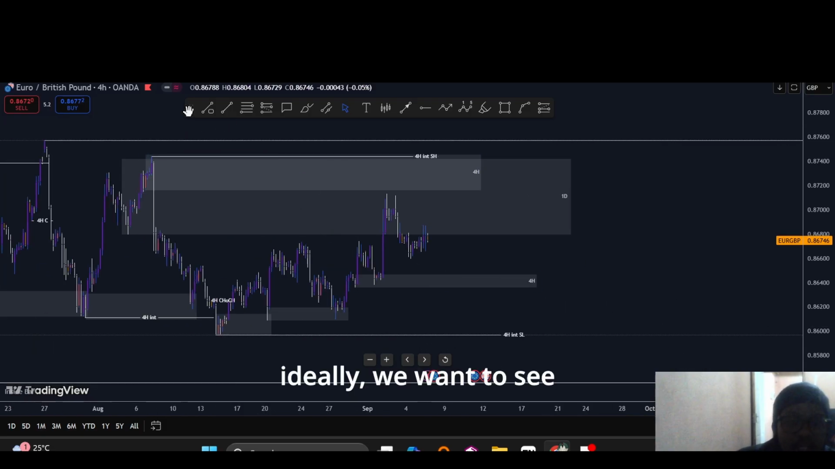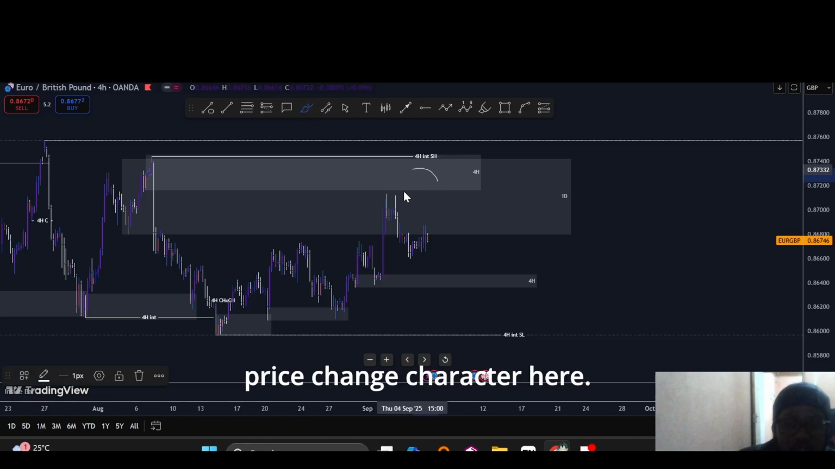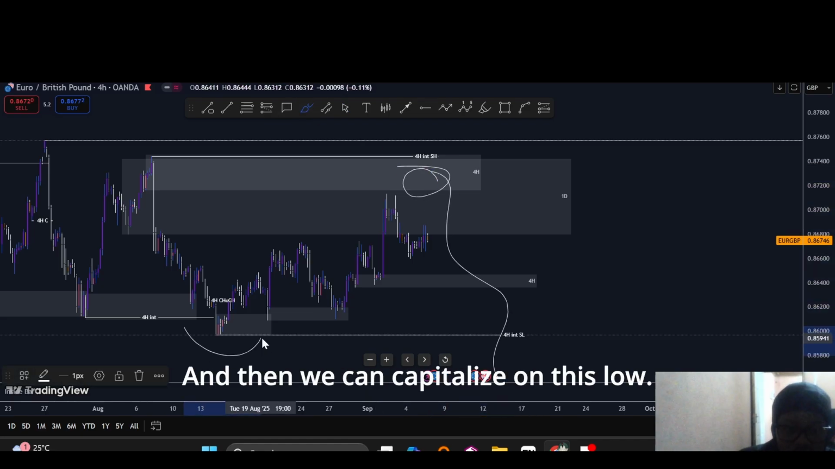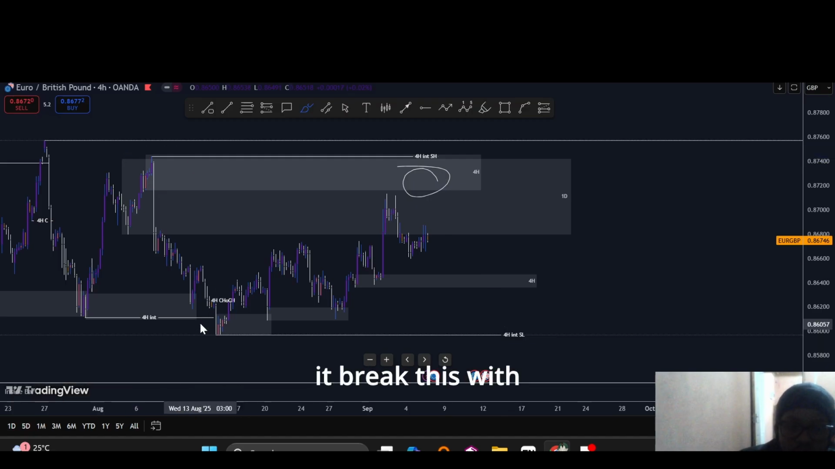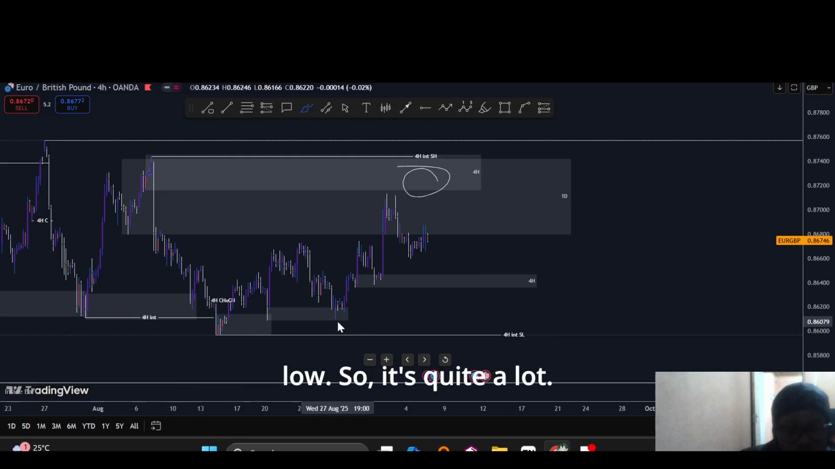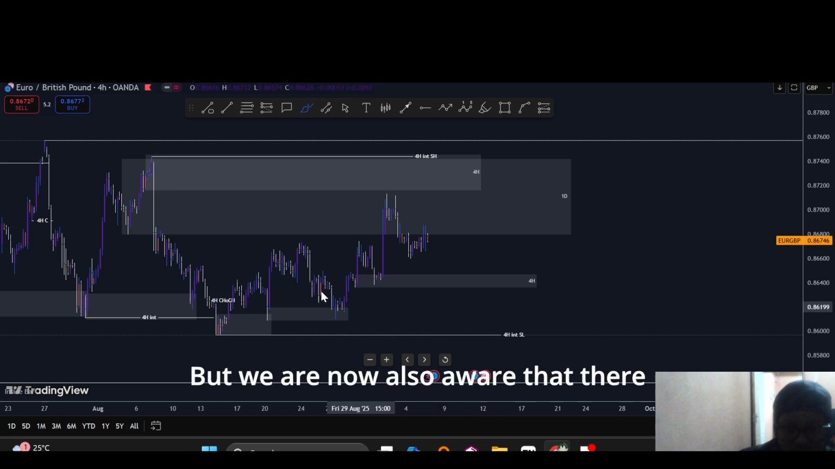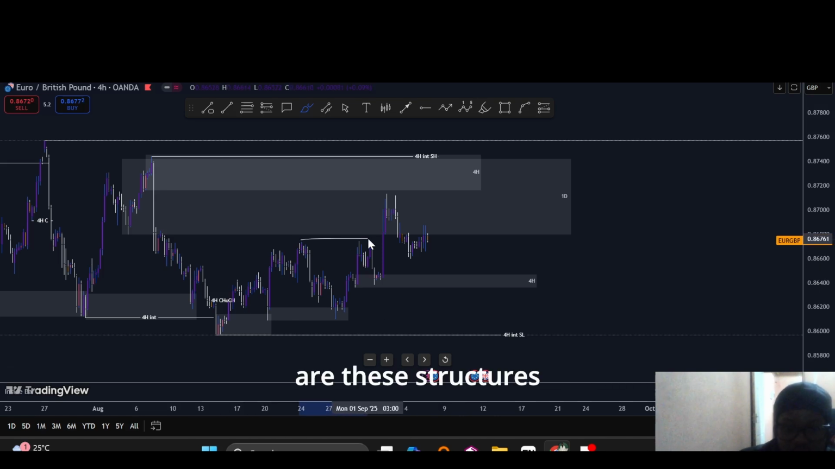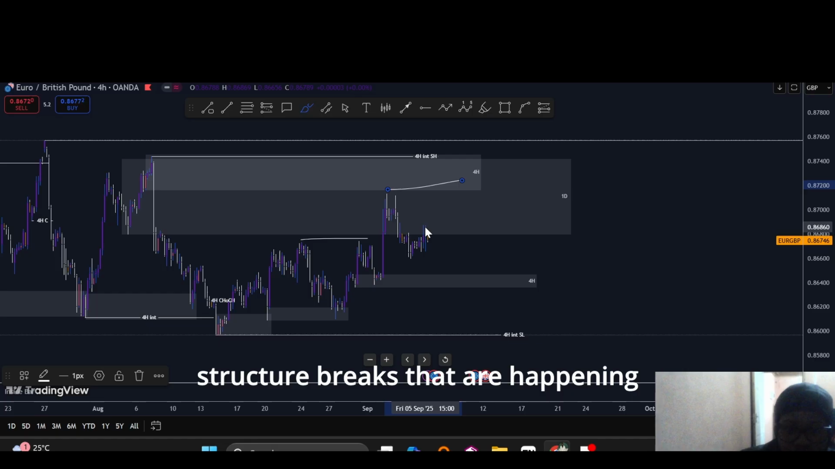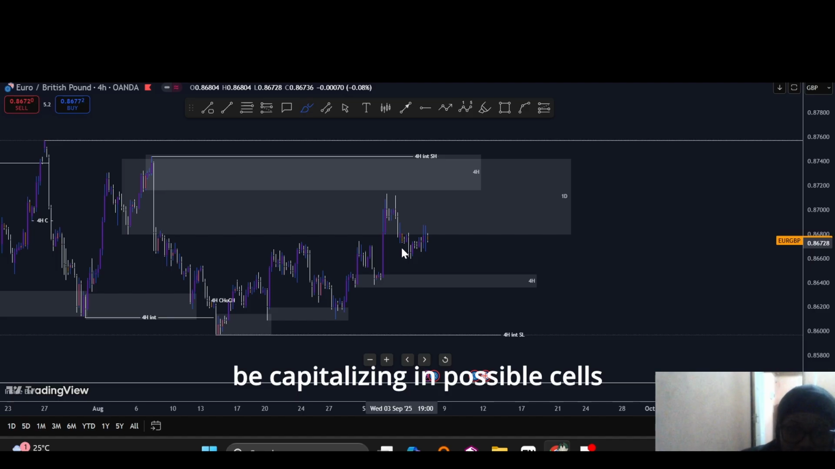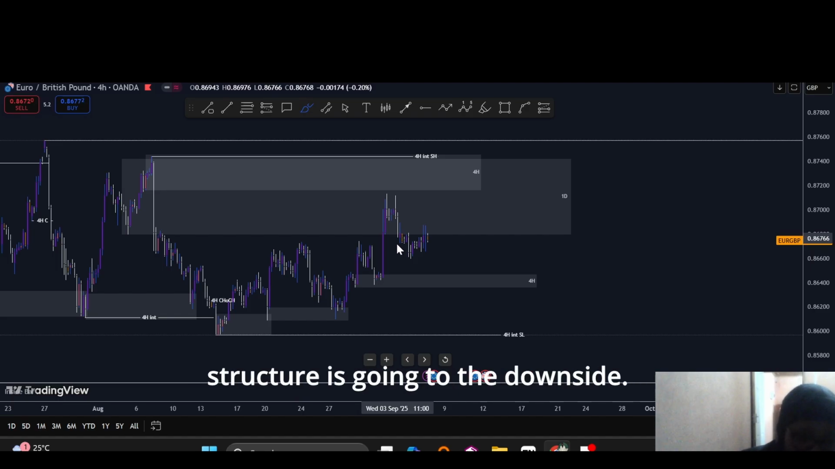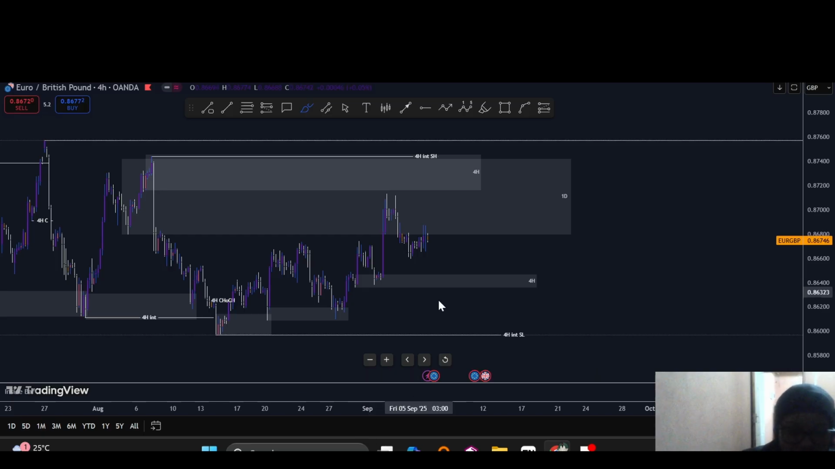Ideally, we want to see price change character here, and then we can capitalize on this low. Assume that this low is strong because it broke this weak low, so it's quite a lot. But we're also aware that there are structure breaks happening within the internal break of structure. So it will likely be a good idea to capitalize on possible sells when you see that the internal 4-hour structure is going to the downside.